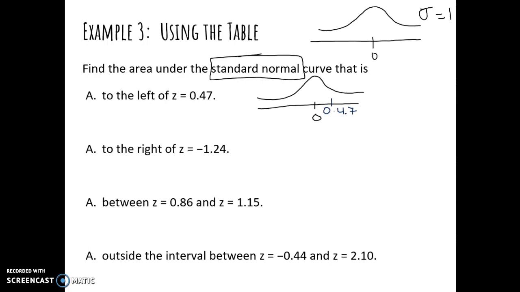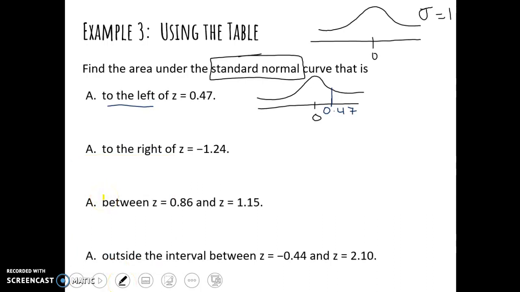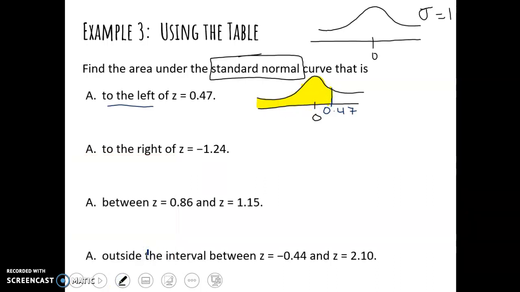Now we want the area to the left. So what I do is I draw a vertical line to be the boundary at that z-score at 0.47. And we want the area to the left. So I'm going to use the highlighter, we're going to shade the area to the left of that number so that we can see that this is what we're looking for. We're looking for that area to the left of z equals 0.47. And we have illustrated that with this curve.